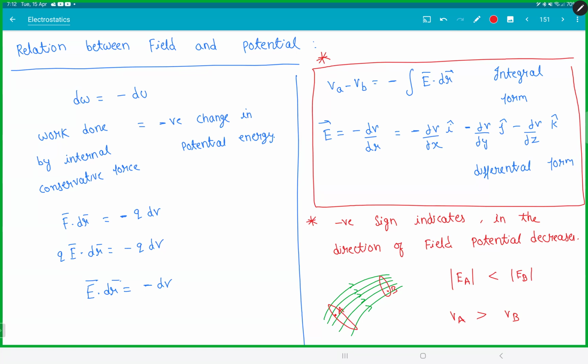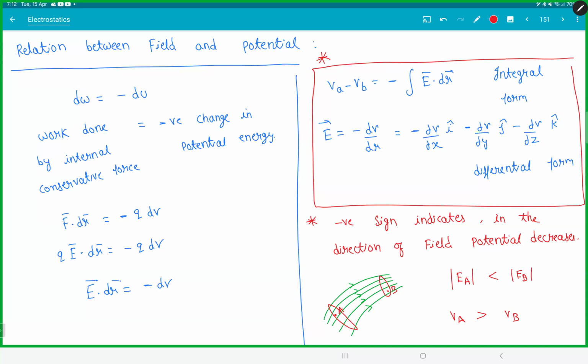If you go along the field lines, potential will decrease. So when you go from A to B, the field lines are going in that direction. So A's potential is more. But at point A, the number of field lines per unit area are less. So it's more area, so the field is less. Is that example clear, everyone?